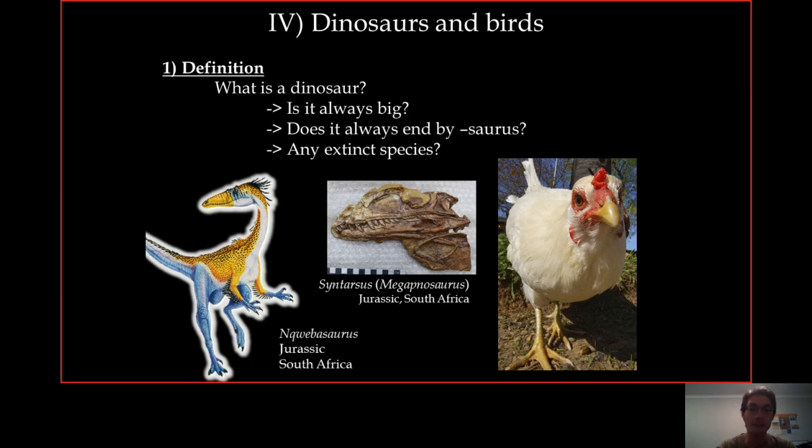So, another common misconception is that any extinct species becomes suddenly a dinosaur. There are some people who call a mammoth a dinosaur, for example, just for the sake that it's an extinct species. It's not the case. It's not that simple. And especially those Mesozoic reptiles that lived alongside dinosaurs and that are also extinct reptiles are very often believed to be dinosaurs, and that's not the case.